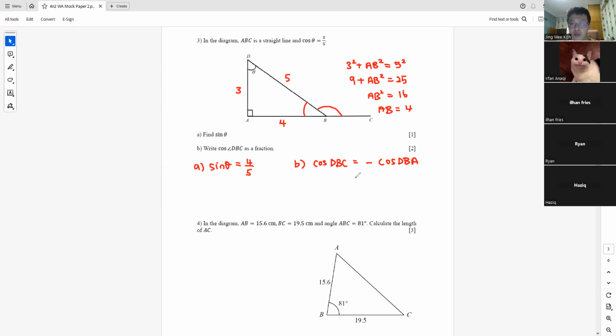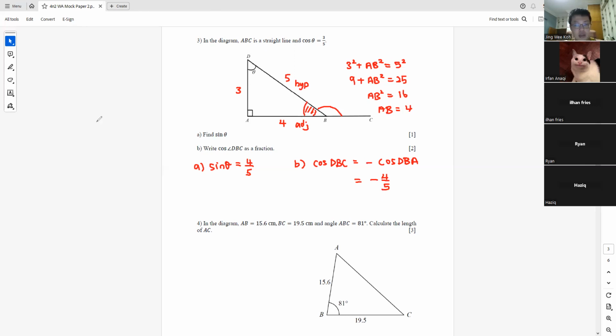Okay? So cosine DBA is what? Just for now, if this is the angle, then this is called the adjacent side. This is called the hypotenuse. So it's just negative 4 over 5. So need to add a negative because this is the obtuse angle. The obtuse angle doesn't have a right angle triangle, so I cannot calculate. So I make use of the right angle triangle one. But if I make use of it, I need to add a negative. Okay?